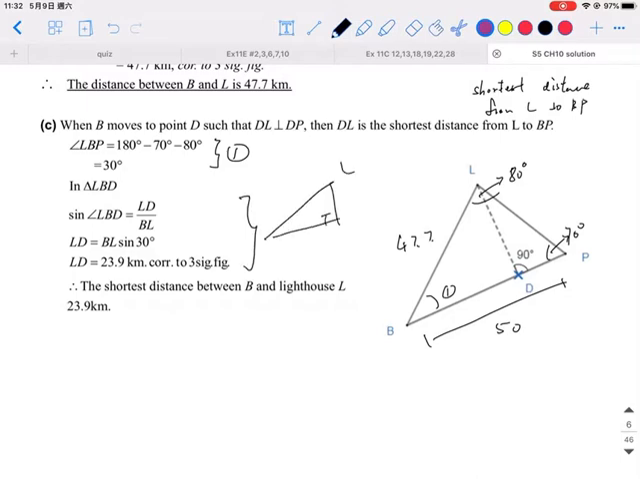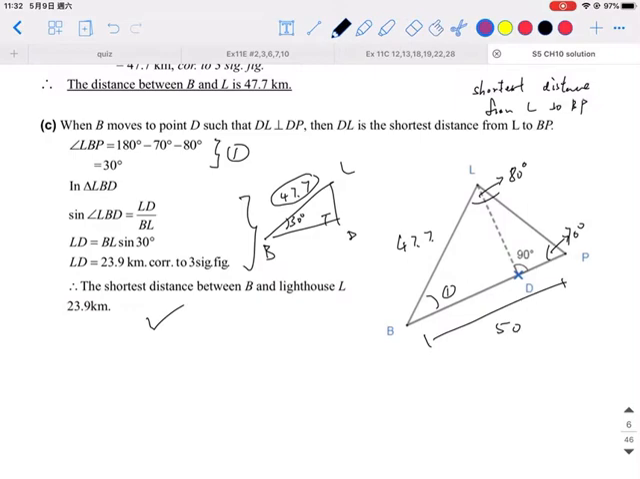So LBD, and this one is 30 degrees and 47.7. Remember to use all the digits in the intermediate values, so we can find the answer of 23.9. That's the end of question number 1.